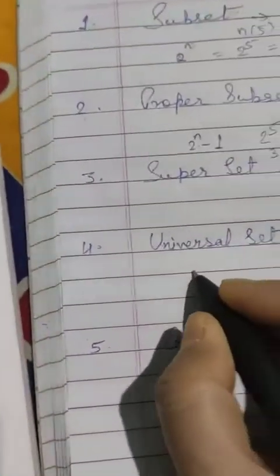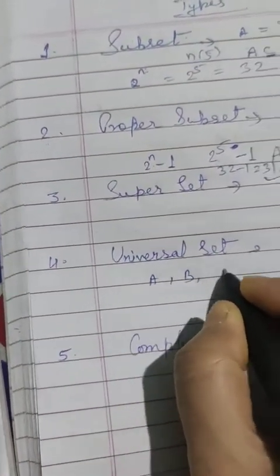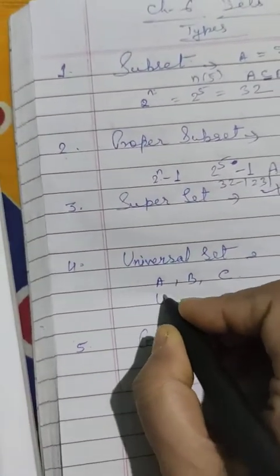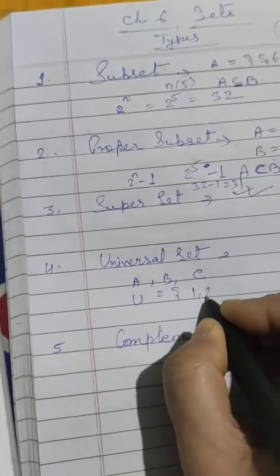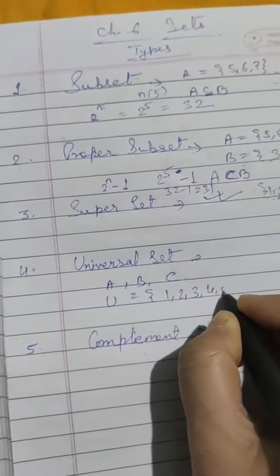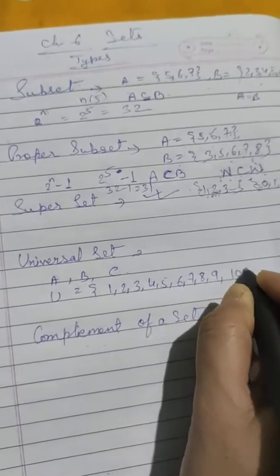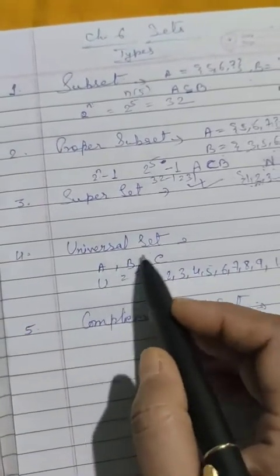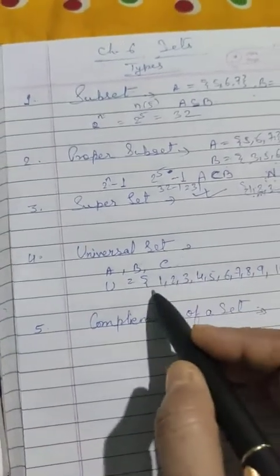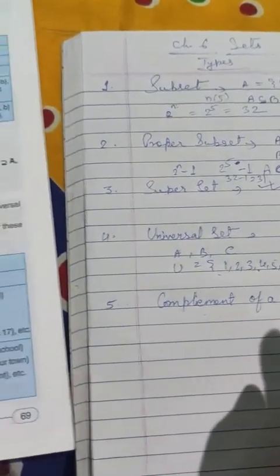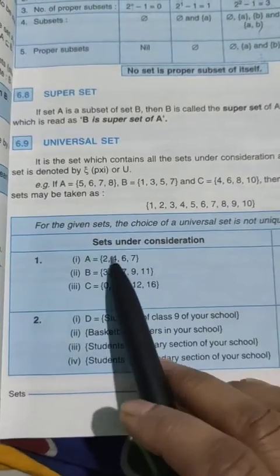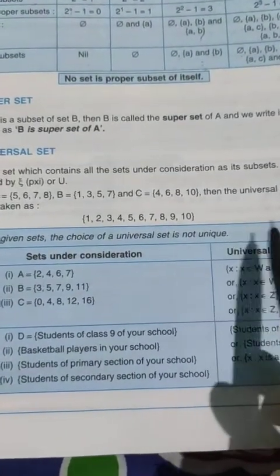Clear? Set A, set B and set C. Universal set is 1, 2, 3, 4, 5, 6, 7, 8, 9, 10. It means all the elements of A, B, C are present in U. That is the universal set. For the given sets, the choice of universal set is not unique.